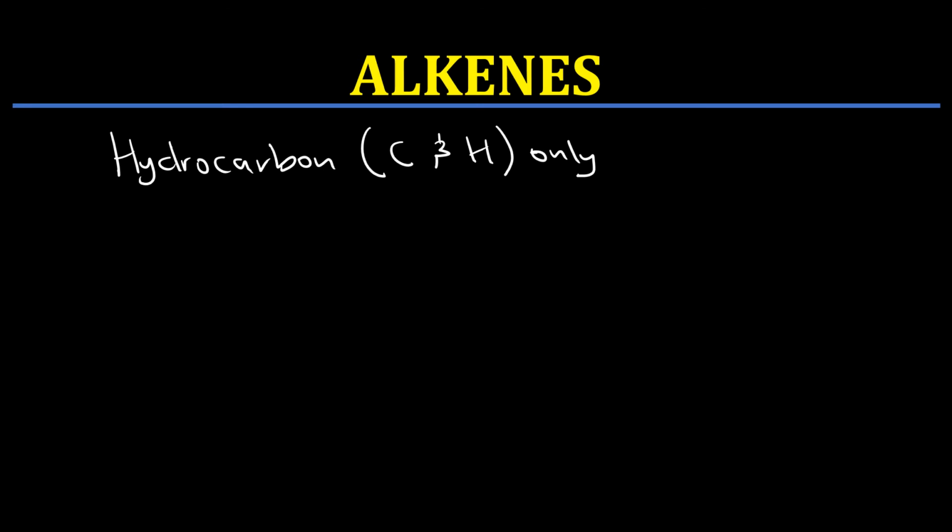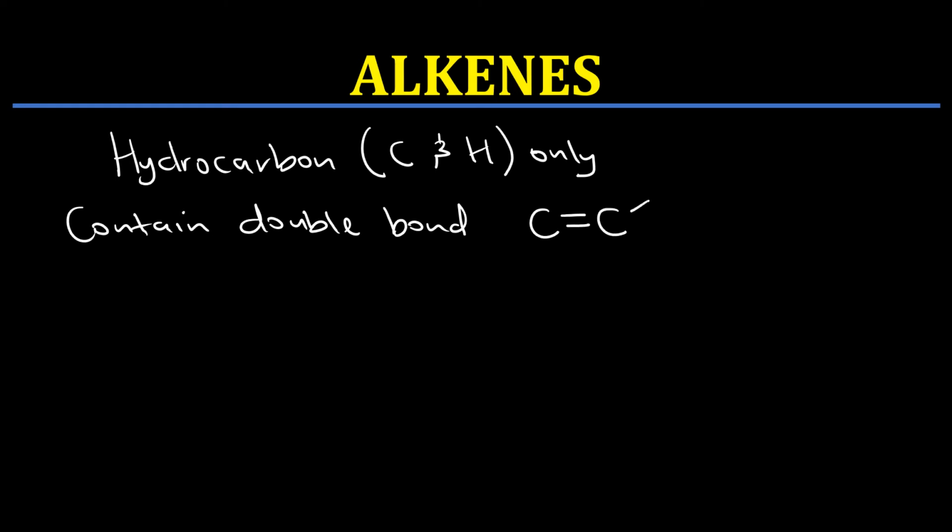However, what makes alkenes unique from other hydrocarbons is that alkenes always contain at least one double bond between a pair of carbon atoms. So they will always contain a double bond, a double covalent bond. The double covalent bond is always represented by two dashes between two carbon atoms. So we shall always be having our double bond between carbon atoms whenever we are dealing with alkenes.